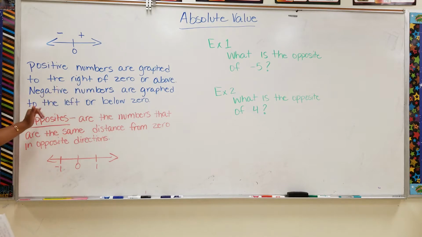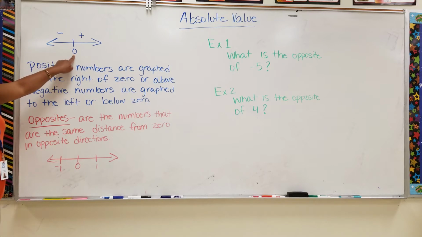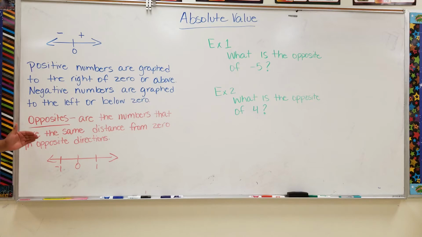Negative numbers are graphed to the left or below 0. So here is our horizontal number line. You see 0 right here, and the negative numbers will be to the left of 0. If it was a vertical number line going straight up and down, they will be graphed below 0. And then you have your opposites. Opposites are the numbers that are the same distance from 0 in opposite directions.